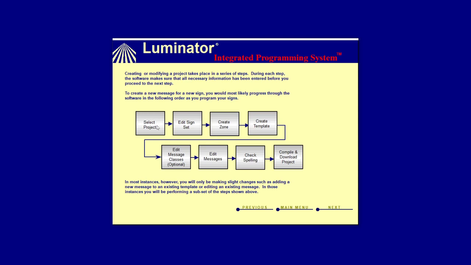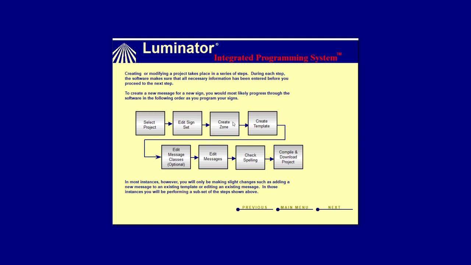So you'll select your project. This will make more sense later in the video, and also as you learn more, and then you'll create a sign set, which is like the array of displays that you use in your fleet or bus. A zone is like an area where you put text on a sign. A template is like a procedure for how text will be placed on a sign.